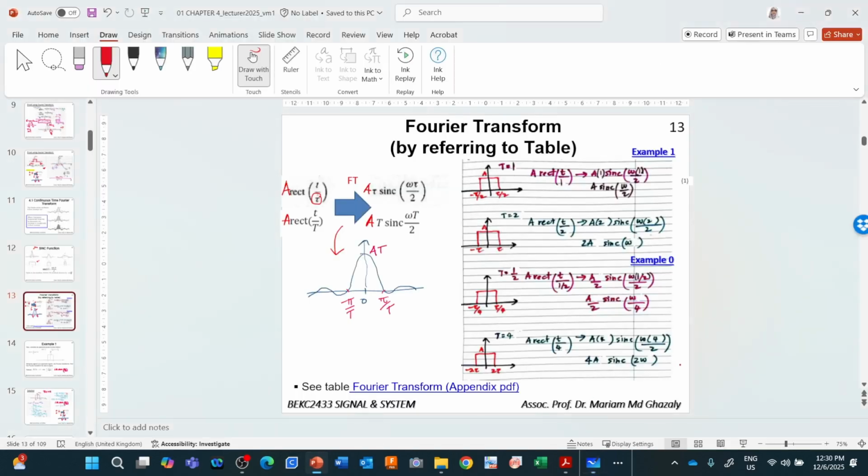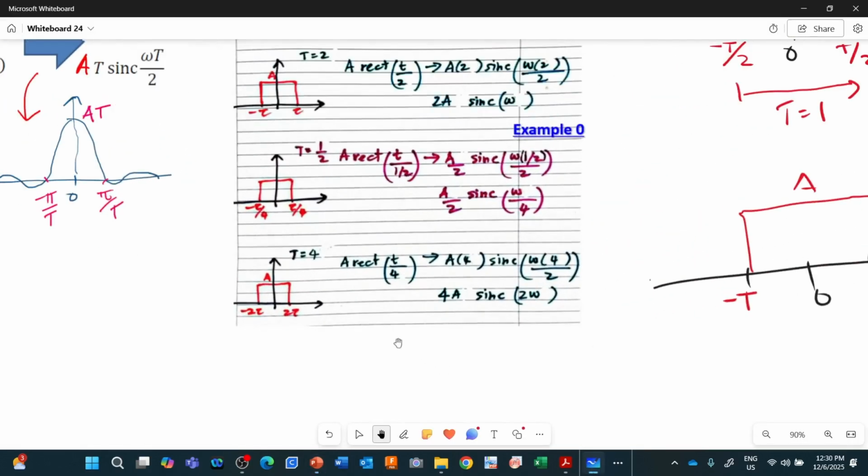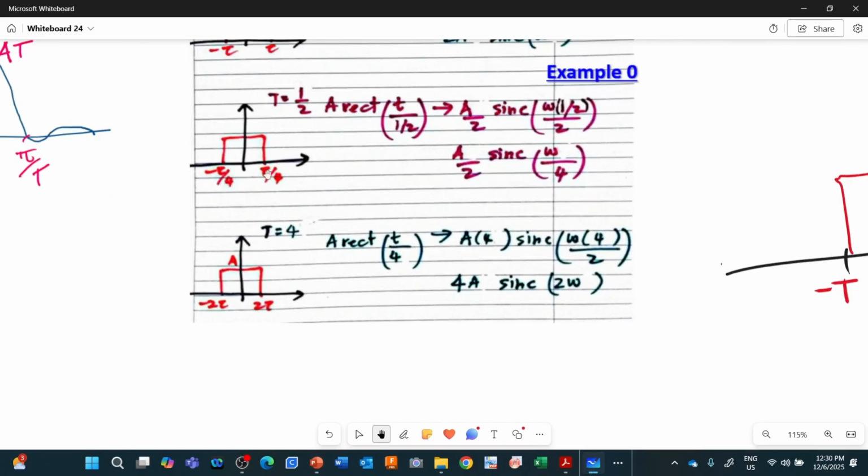You can follow. For the other example, the period becomes minus T over 4 to T over 4. So basically, what is the T value? T is equal to 1 over 2. And then the last one has a rectangular from minus 2T to T, so basically you have T equal to 4. Just substitute it, and you get this one.